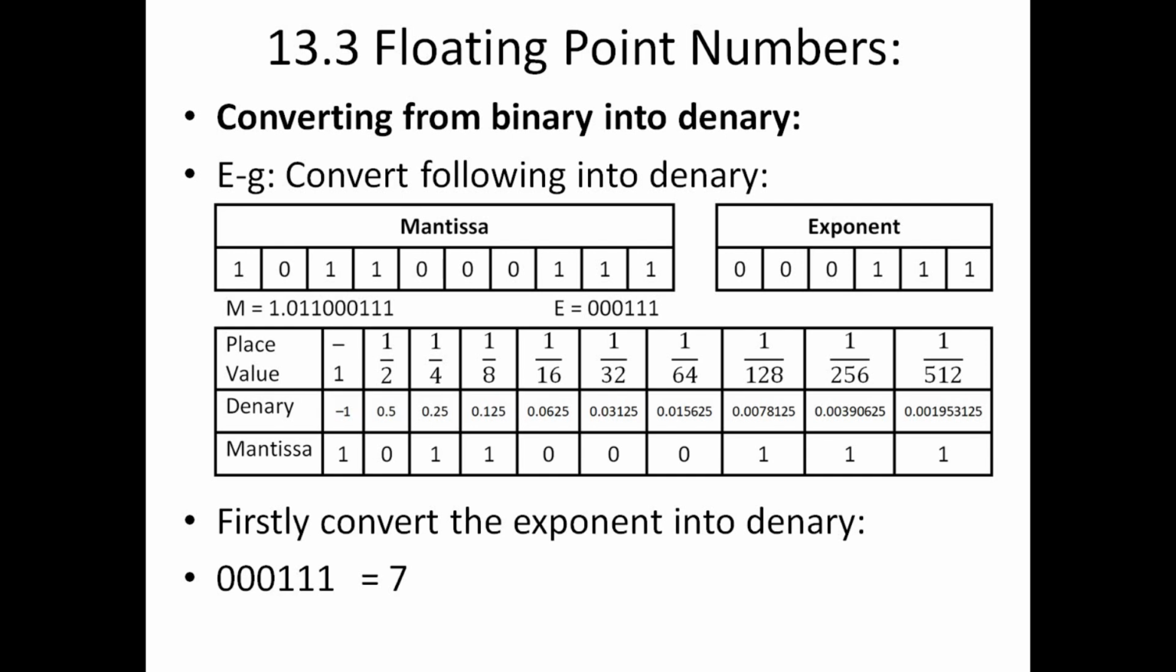When we put place values from the right hand side towards the left hand side, we write them as 1, 2, 4, 8, 16, 32, and so on. But when we are writing place values on the mantissa, then we write them in decimal form, like the first one is -1, then 1 over 2, 1 over 4, 1 over 8, 1 over 16, and so on.